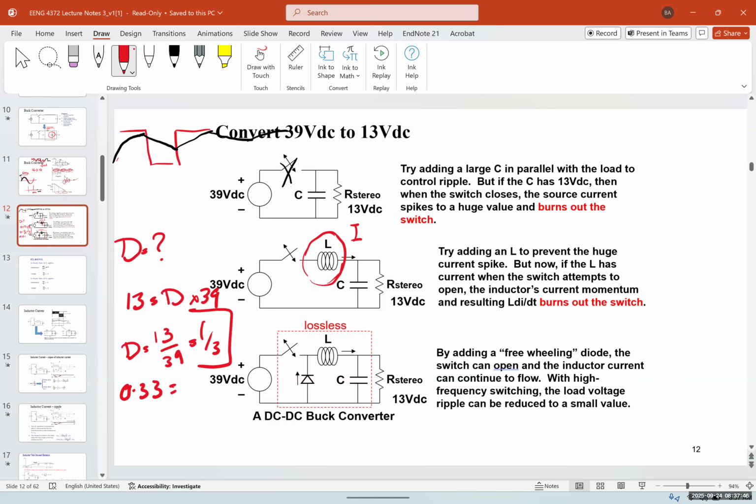But the problem is, again, if I add the inductor when the switch is closed and you want to open it, it's going to again create a huge spike and burn out the switch. To solve this problem, we add another component, the diode, which acts like a freewheeling. It allows the current to pass and prevents a huge spike in the current, therefore the voltage, and it's going to prevent the switch from burning.